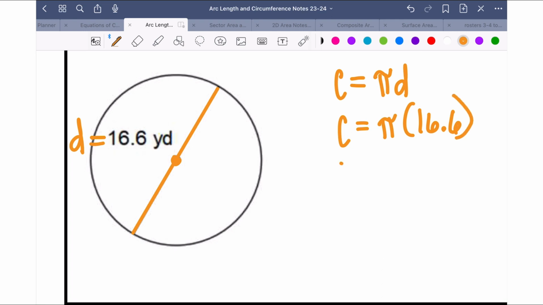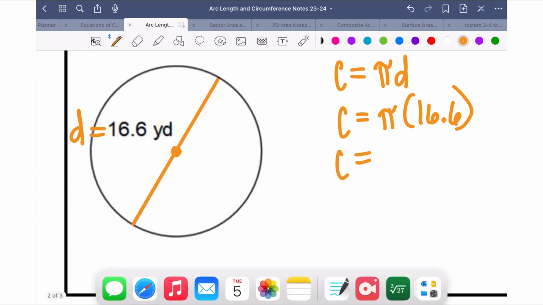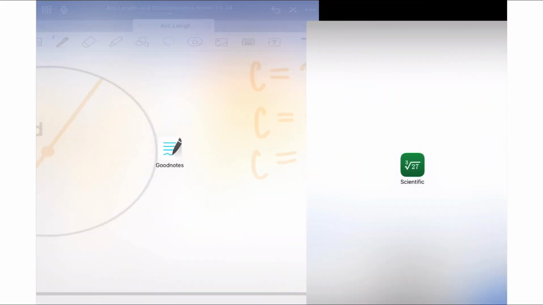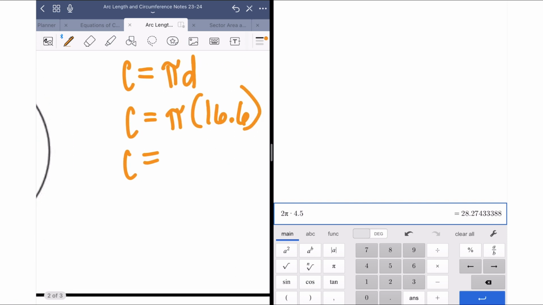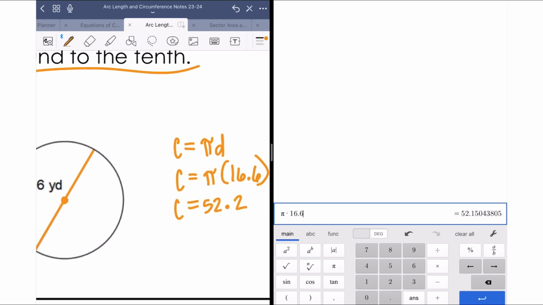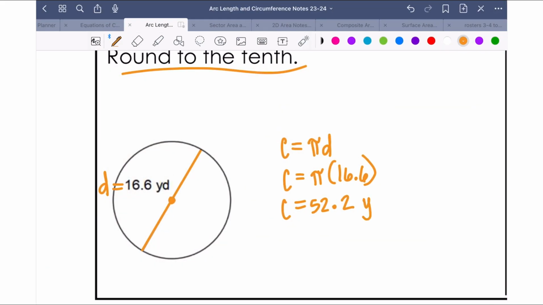Okay, and then we'll use the calculator to help us. Remember, pi is a number that keeps going on forever. So we have to use the calculator. So pi times 16.6. All right, so that's 52 point. There's a 1 and a 5, so the 5 makes the 1 a 2. And this one, they actually gave me the measurements. It's yards, so 52.2 yards. All right, and that is it for circumference.